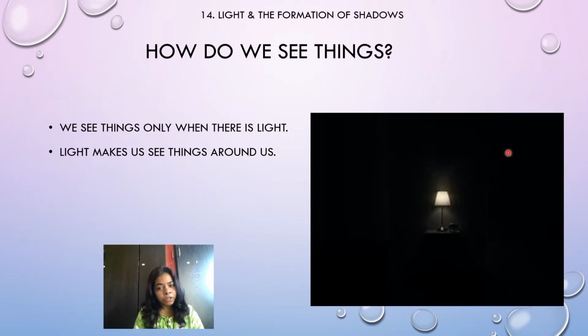So, even though all the things are present here, we are not able to see anything in this room because there is no light. It's just a small lamp, but there is no light around. So, light is very important. We see things only when there is light. Light makes us see things around us.